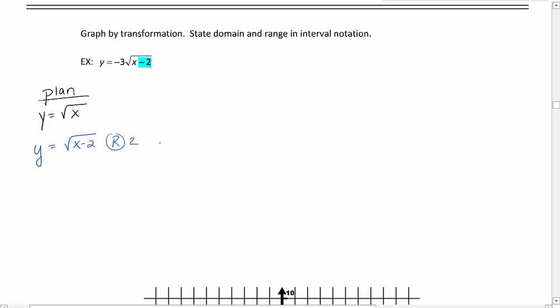Next, we want to look for a horizontal reflection that occurs when we have multiplication by a negative inside the function. We don't have that. Next, we're checking for a horizontal expansion or contraction. We recognize that transformation when we have multiplication by a number inside the function right in front of the x. We don't have that. The next transformation we're looking for is a vertical reflection. There's a vertical reflection when we have multiplication by a negative outside the function, and we do have that in this example, negative on the outside.